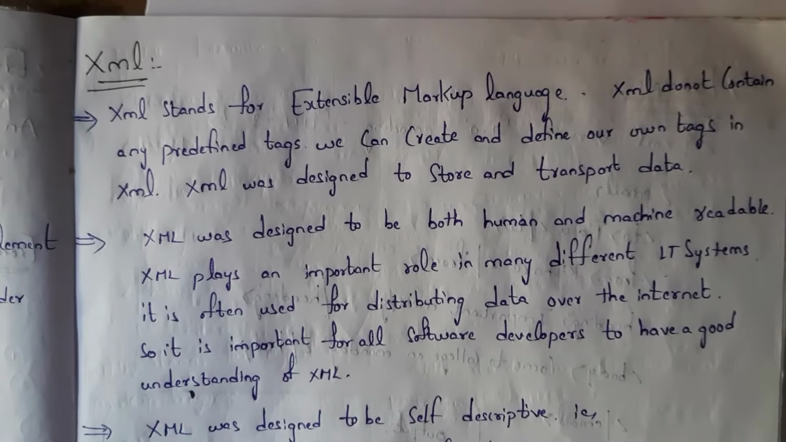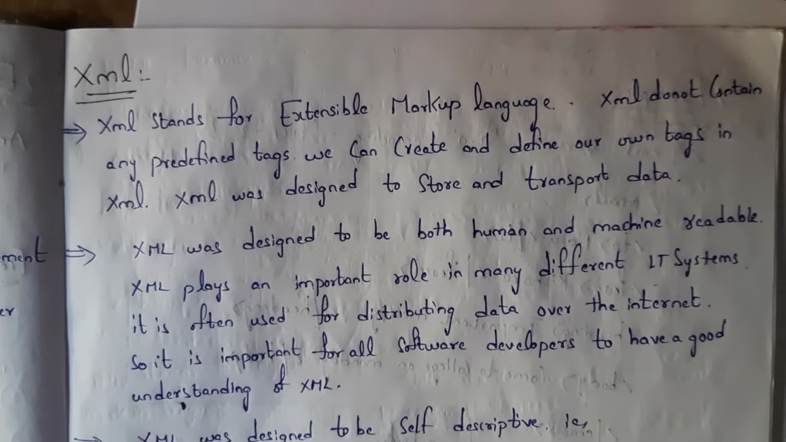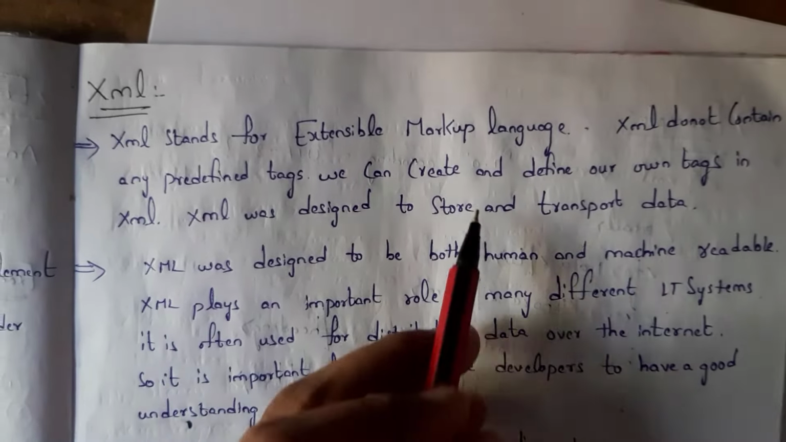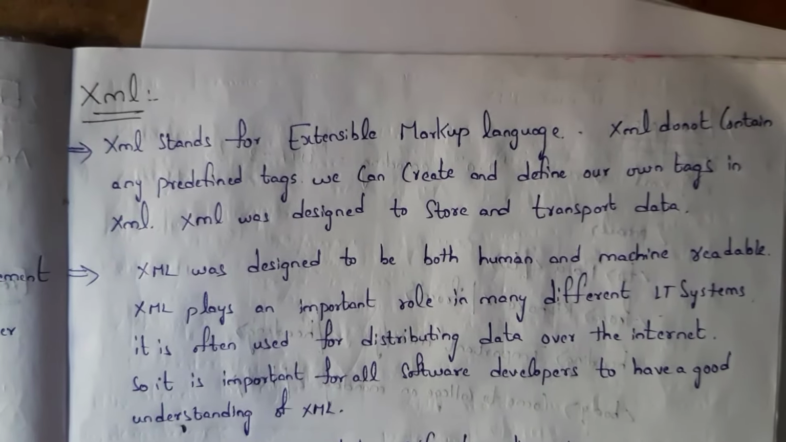We'll start with introduction to XML. The full form of XML is Extensible Markup Language, where E is silent here. The main use of XML is to store and transport data. In order to store and transport data, we use this XML.